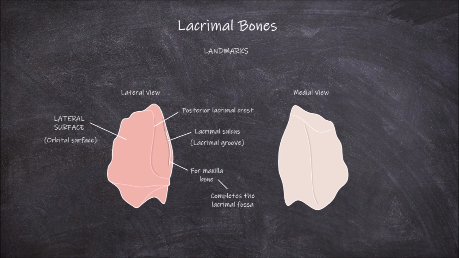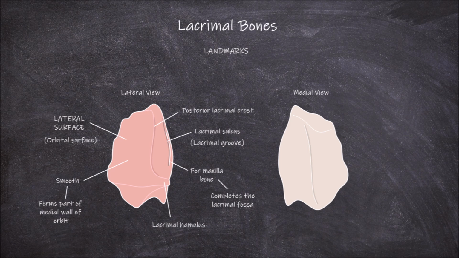The posterior part of the surface is smooth and forms a portion of the medial wall of the orbit. This part also extends along with part of the crest into a hook-like shaped projection known as the lacrimal hamulus. The hamulus is for articulation with the lacrimal tubercle of the maxilla bone.